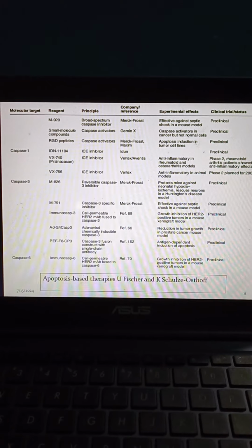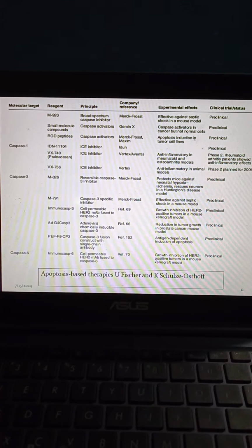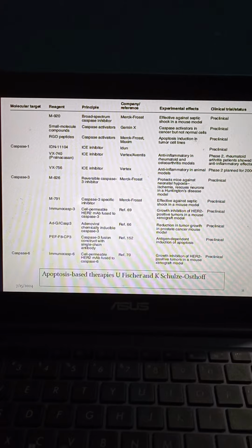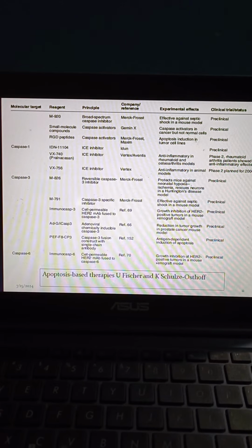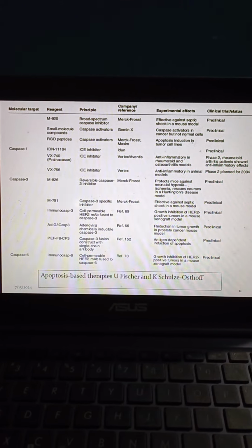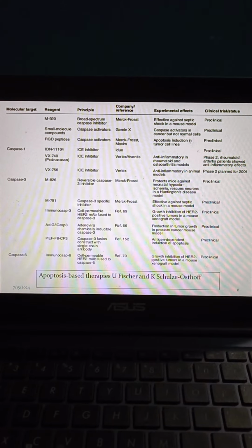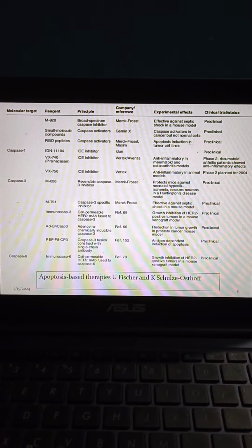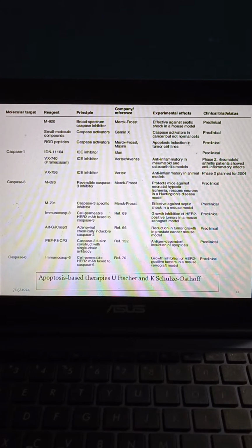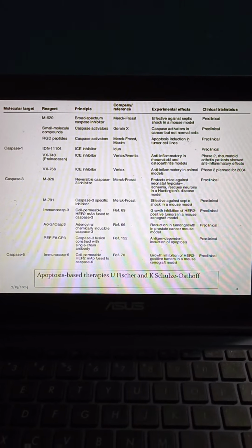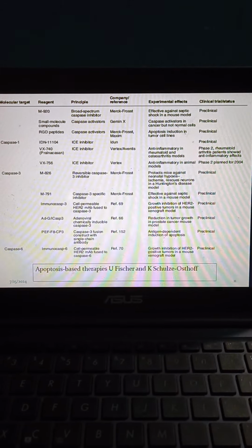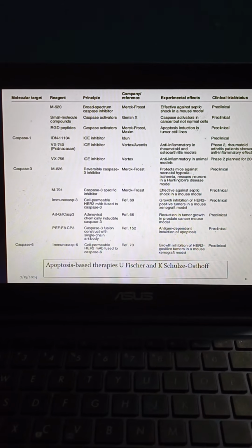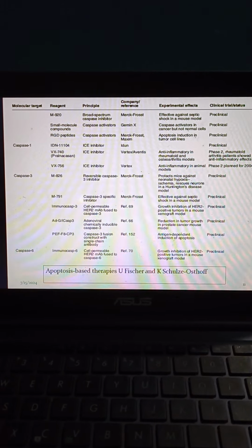There is also caspase 1, which is in phase 2 in rheumatoid arthritis patients and showed anti-inflammatory effects. Caspase 3 is at the preclinical stage, caspase 6 is preclinical, and the experimental effect of caspase 3 is growth inhibition of HER2 positive tumors in a mouse xenograft model. And this reference is apoptosis-based therapy, U. Fisher and K. Schulze-Osthoff. You can go through the articles to learn more about this.